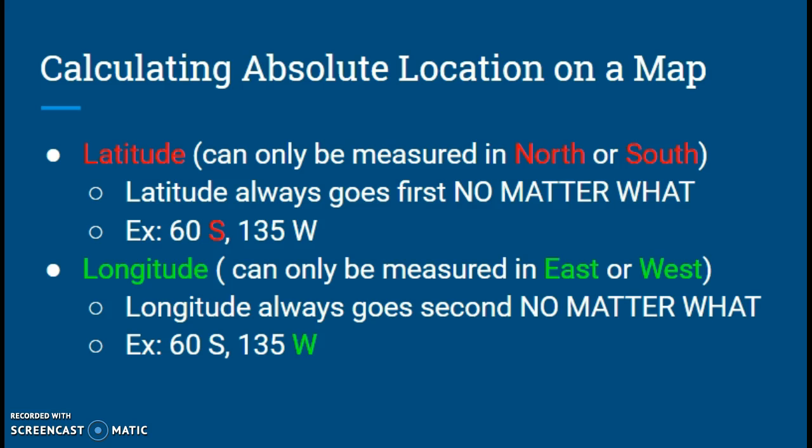One thing I do want you to keep in mind when we are talking about absolute location, or even in your textbook, it will also reference it as mathematical location. The way we read coordinates, latitude can only be measured in north and south, and latitude always goes first. So for example, if you're getting the coordinates of 60 degrees south, you already automatically know they're referencing lines of latitude, versus longitude, which we're measuring east and west. And longitude will go second no matter what, for example, 135 degrees west.